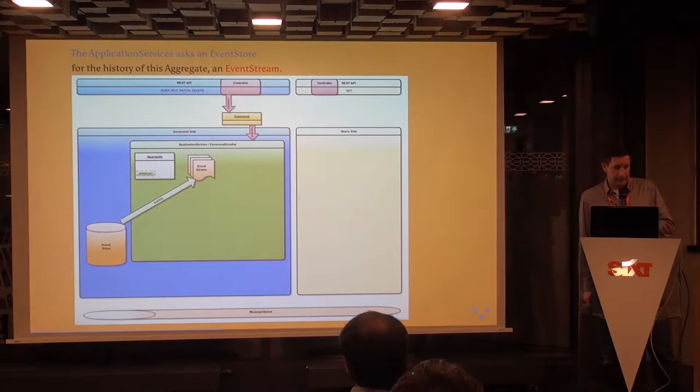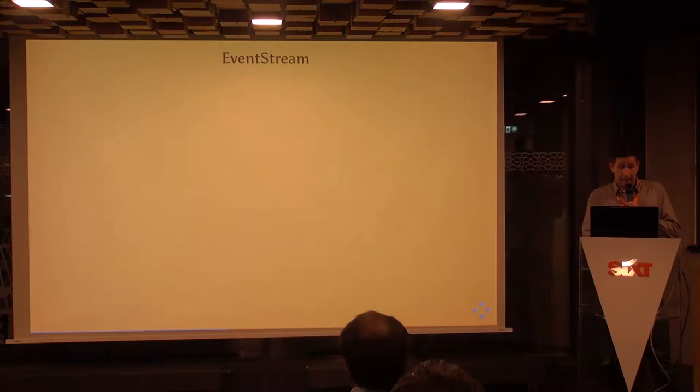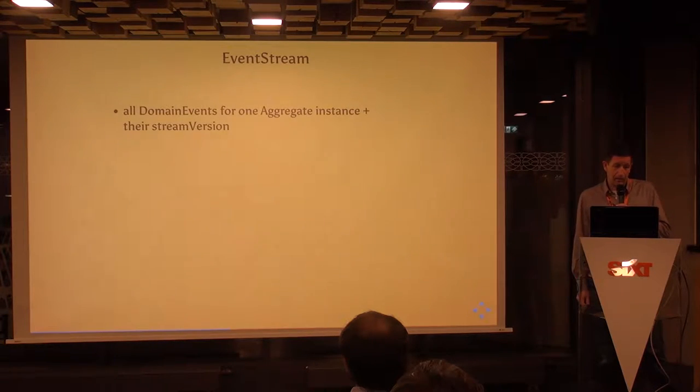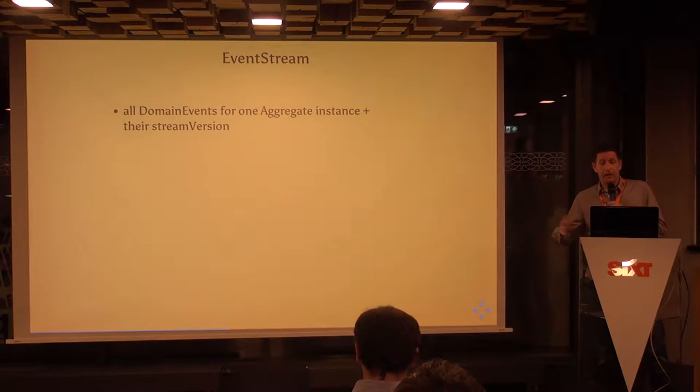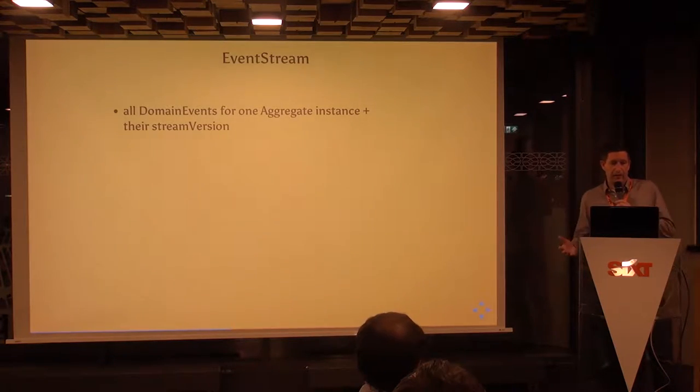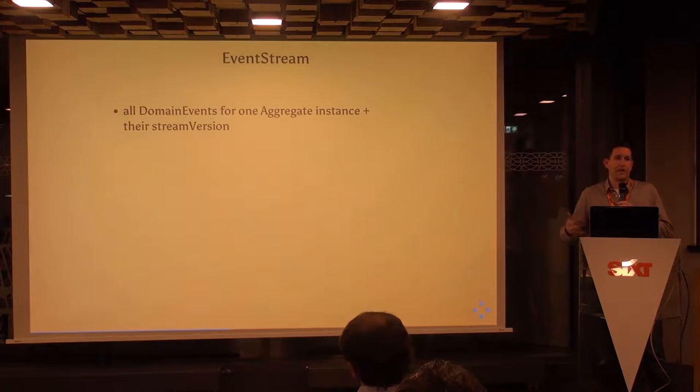So then the travel goes on. It gets from the event store the history of the aggregate, the so-called event stream. What's that? All the domain events for one aggregate instance, plus their stream version. If we would leave the DDD space, obviously, we would not have domain events. We would just call it changes or transactions or whatever you want.